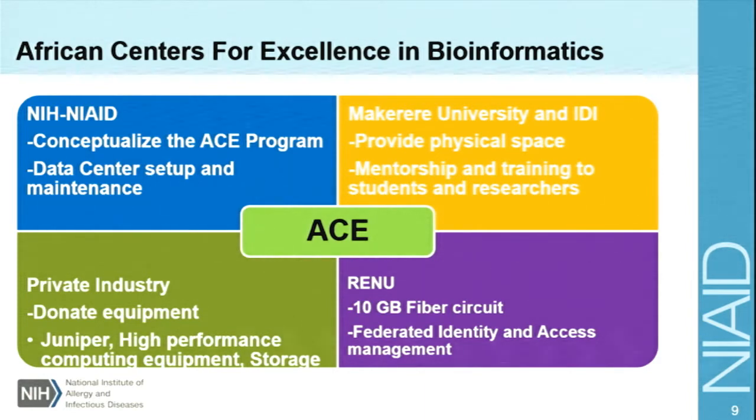Then the main partner, without whom we wouldn't have done this, is RENU, because they are giving us a 10 GB fiber circuit to their backbone. They are giving us federated identity and access management through RIF, which users will use to access the various files in a secure way.